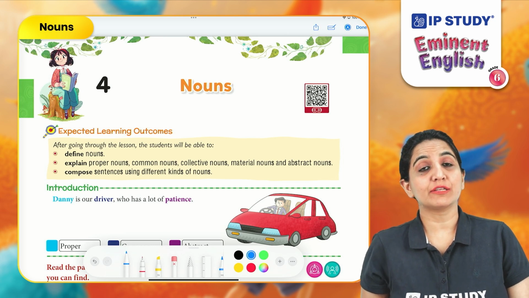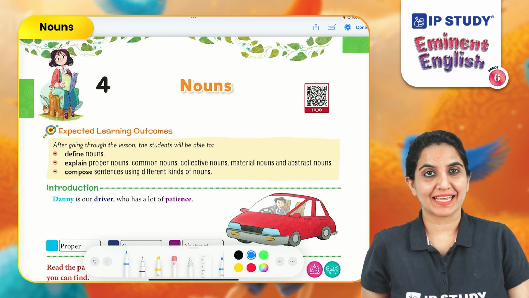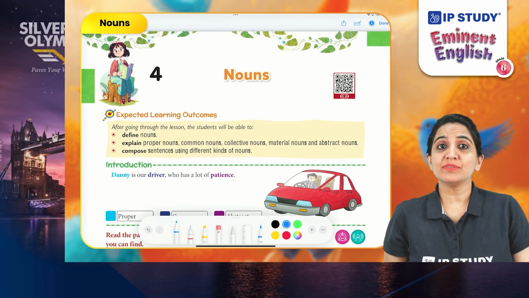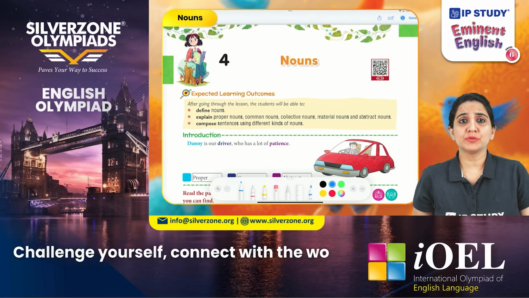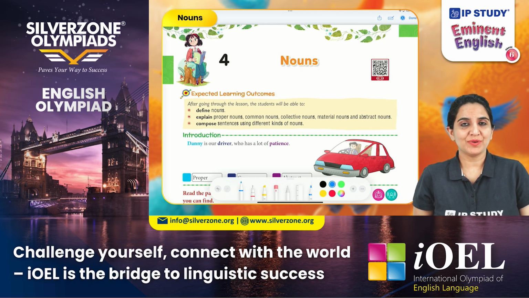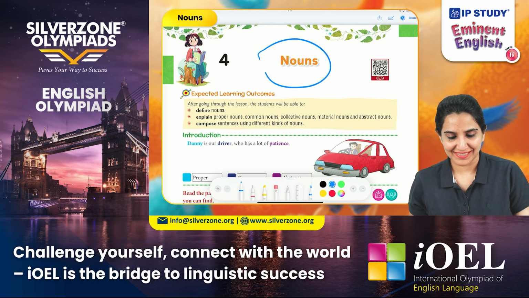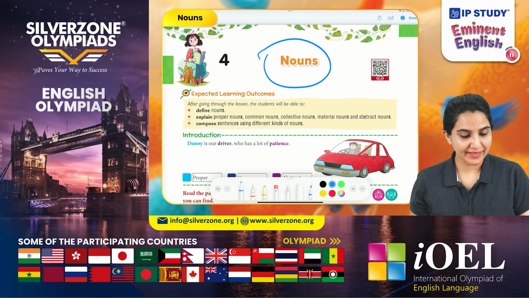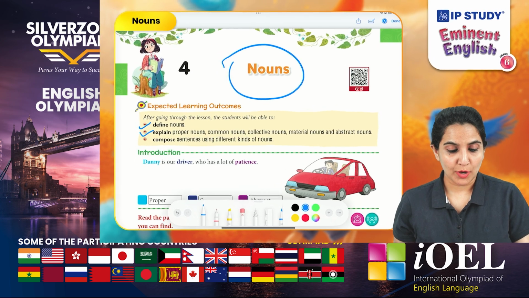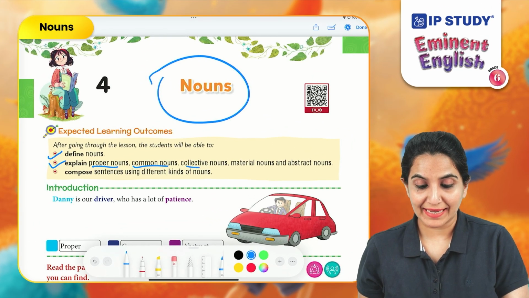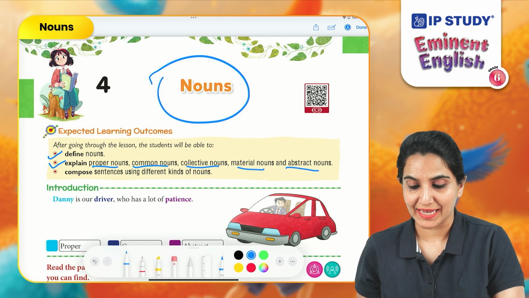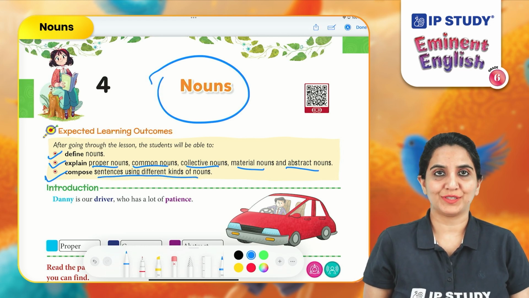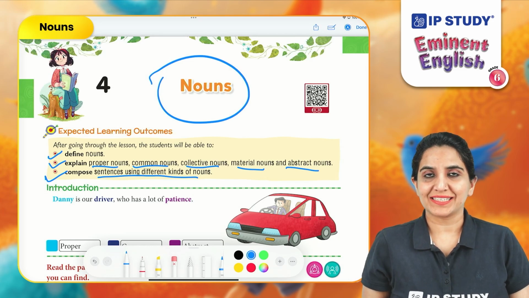Today we will discuss the 4th chapter of Grade 6 English Grammar, and we will dive into the world of nouns. Nouns are the naming words. They help us to name everything around us. So our today's topic is nouns. Before the end of this lesson, we will be able to define nouns, explain proper nouns, common nouns, collective nouns, material nouns, and abstract nouns, and compose sentences using different kinds of nouns. Before we go further, let us study a small example.